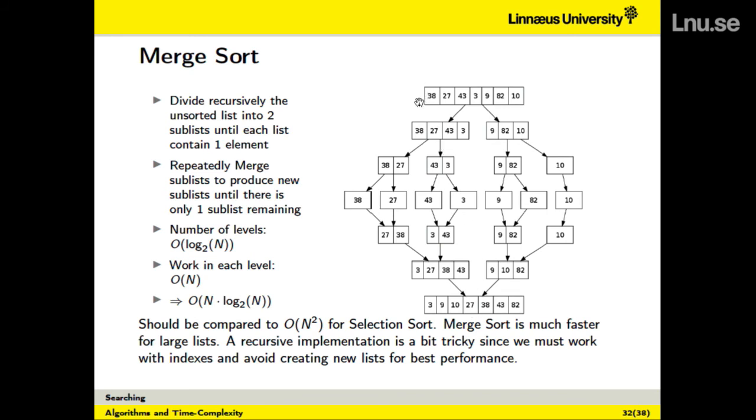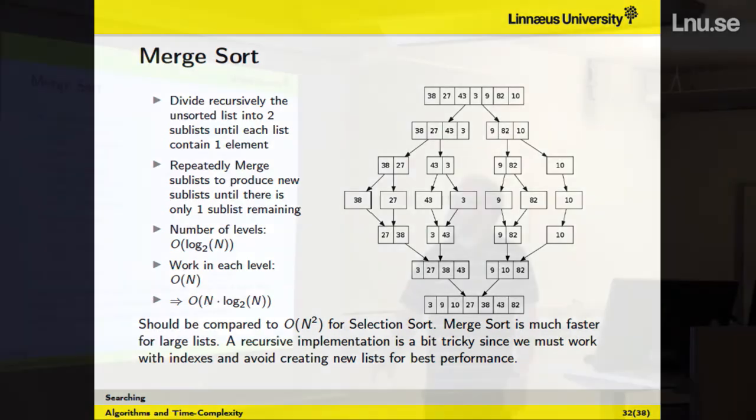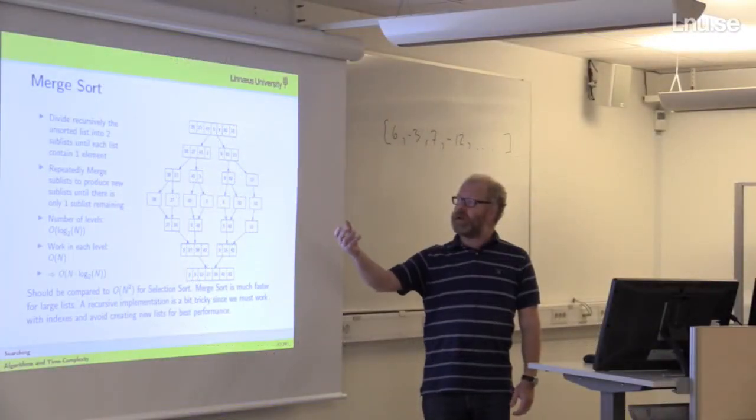The number of levels here is logarithmic. We are halving the size all the time here. So the number of levels is logarithmic. The work in each level is proportional to n. So the total time here is n log n to sort it, compared to the quadratic time complexity we had earlier on. The idea is simple to understand.